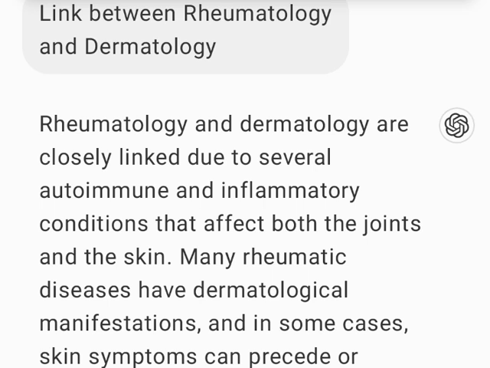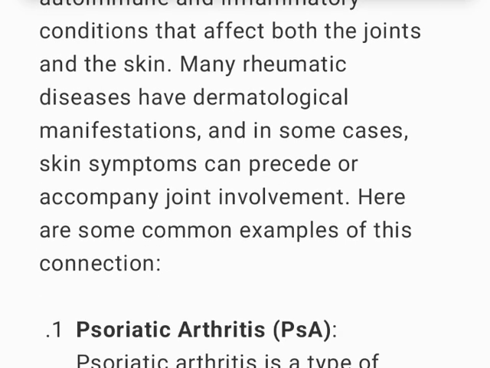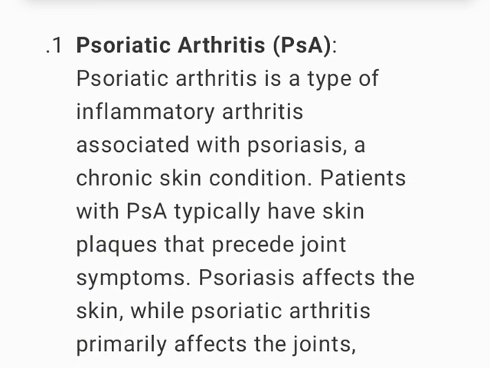Rheumatology and dermatology are closely linked due to several autoimmune and inflammatory conditions that affect both the joints and the skin. Many rheumatic diseases have dermatological manifestations, and in some cases, skin symptoms can precede or accompany joint involvement. Here are some common examples of this connection. 1. Psoriatic arthritis, PsA. Psoriatic arthritis is a type of inflammatory arthritis associated with psoriasis, a chronic skin condition.